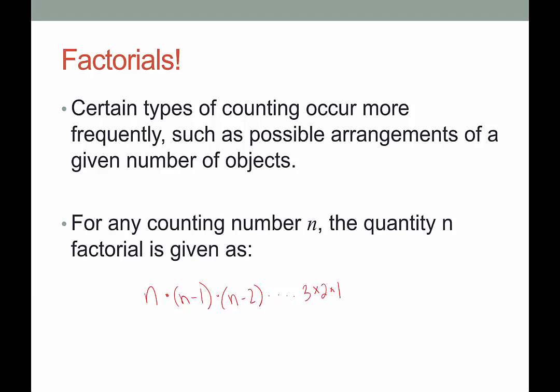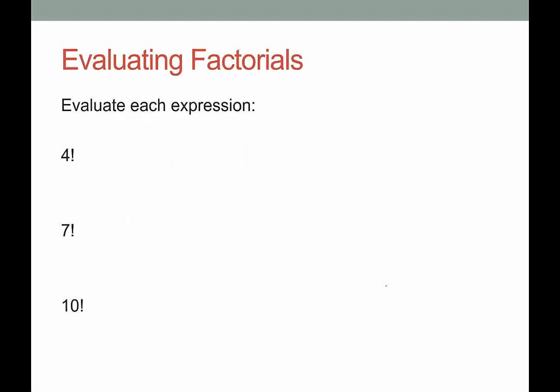So when there's n objects and I'm trying to arrange them or eat them or whatever, the factorial would be n times 1 less than n times 2 less than n, and all the way down. The notation that we use for factorial is we say n factorial. It's a very excited n factorial. Let's look at some examples.